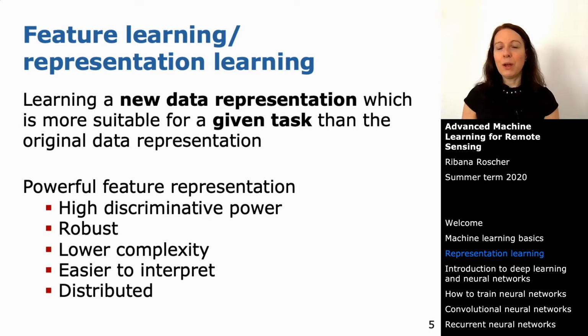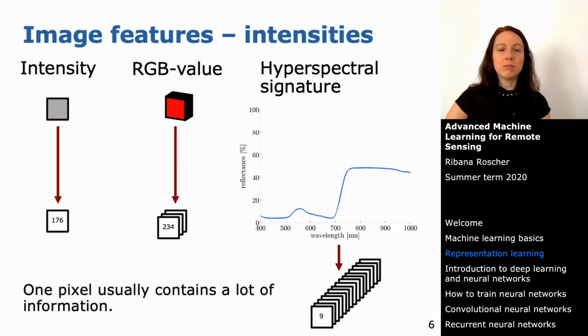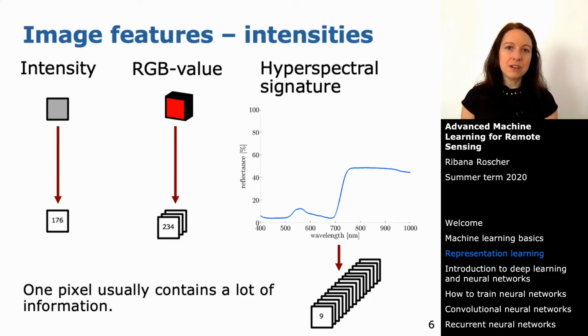But first of all, I want to show you where everything started many years ago. So when you have an image, the easiest feature you can think about is the intensity. When you have a gray value image, you have one value per pixel. That means the gray value, so you have one number. When you have RGB data, you have three numbers. That means red, green, and blue.